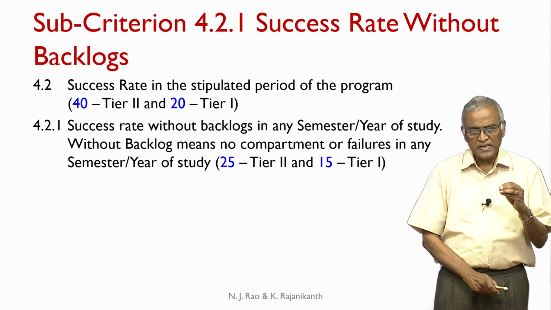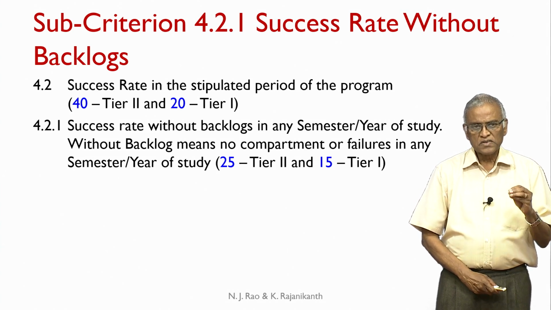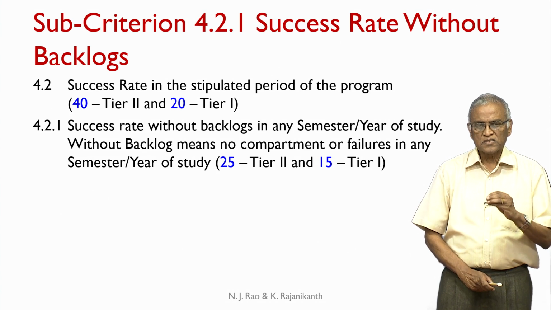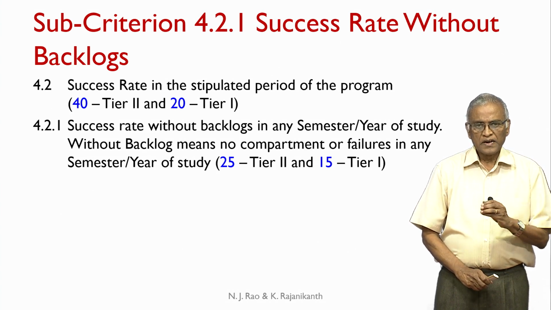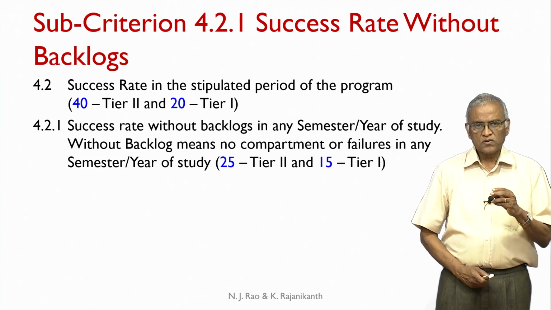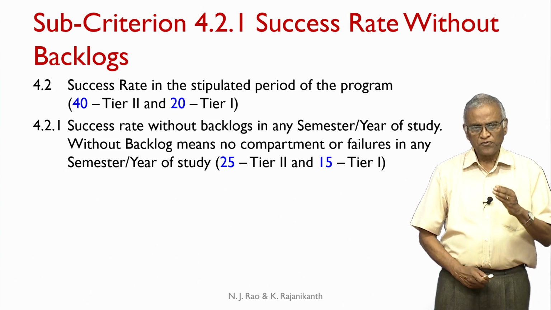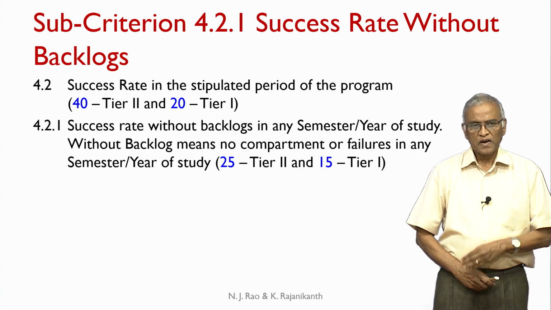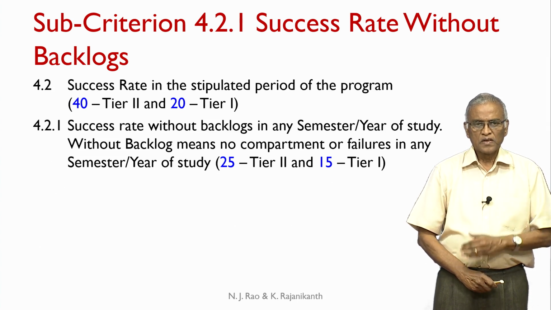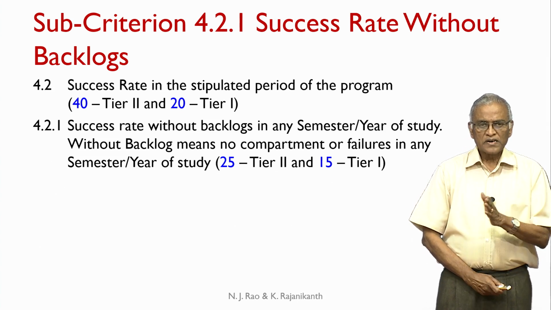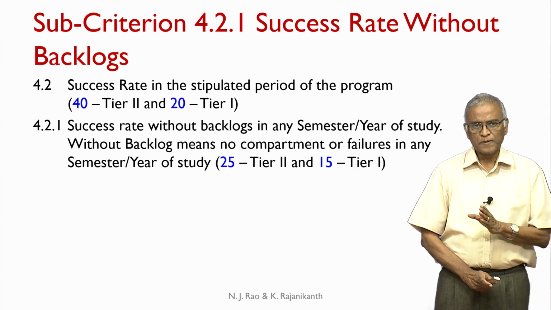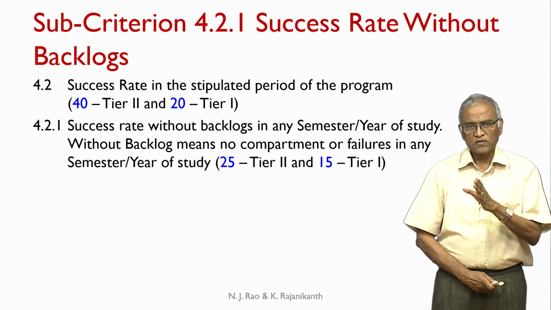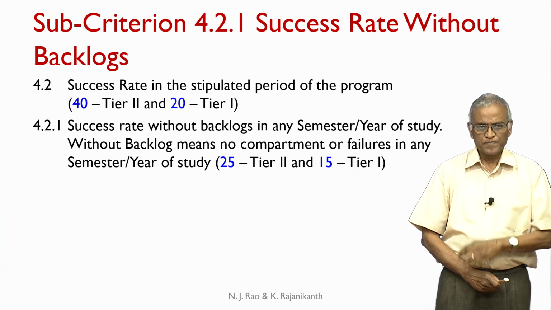The sub criterion 4.2 is related to success rate in the stipulated period of the program. And here there are two sub criteria, you can say 4.2.1 and 4.2.2. The marks awarded for 4.2 are 40 for tier 2 institution and 20 for tier 1 institution.